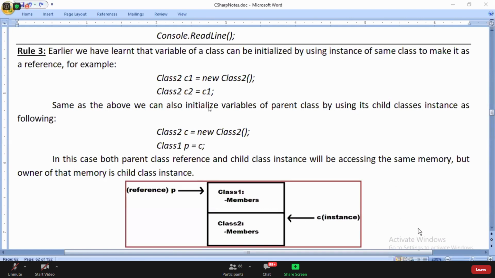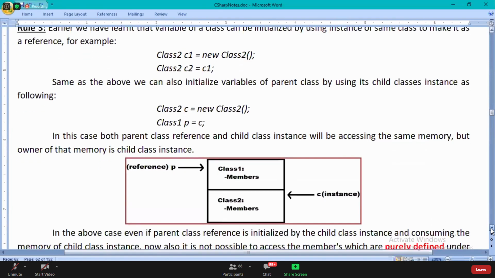Okay, now tell me. Using P, can I call the class 2 members? Come on, guys. Using P, can I call the class 2 members? Except for two, the rest of all the people answered yes, but no is the right answer. No is the right answer? Yes. Read it.